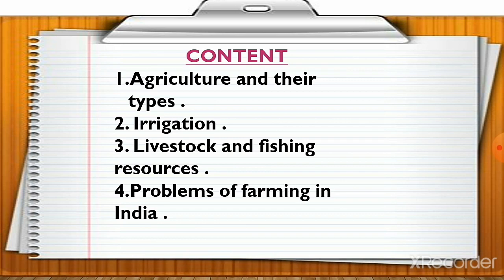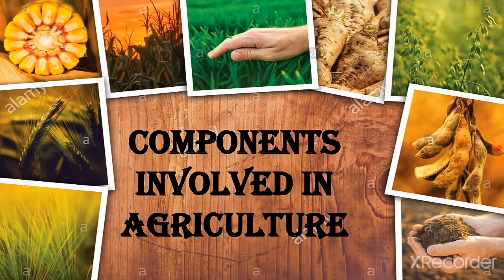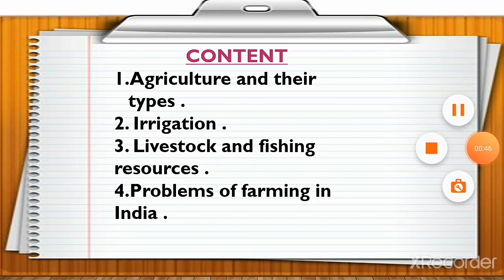In the last class, we saw about agriculture. In that, we learned what is agriculture and what are the components involved in agriculture. Next, we saw different types of soil present in our country. In this section, we are going to learn about agriculture and different types of agriculture and irrigation and the types of irrigation and multi-purpose river valley project. Okay, let's start our lesson.